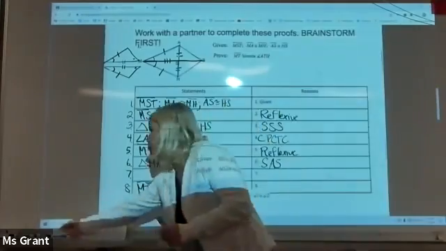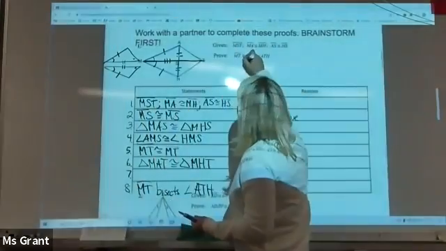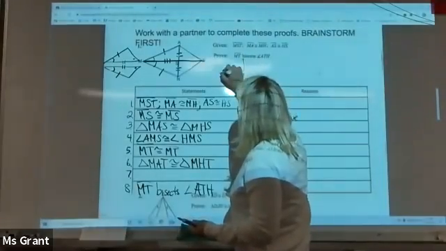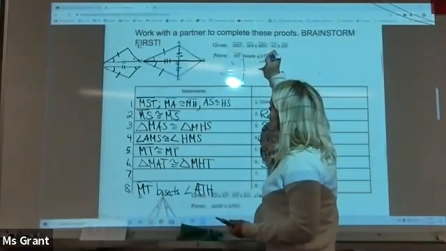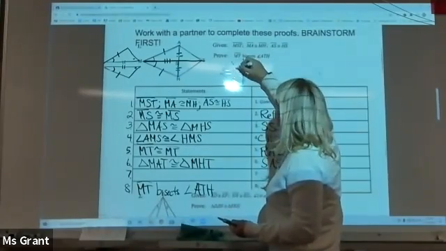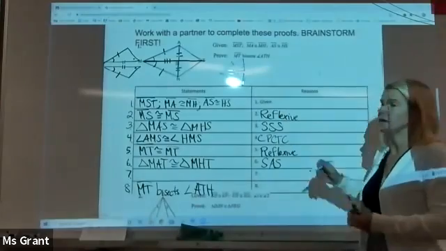First thing that I did is I started talking about the top blue and the bottom blue, okay? So I had to first focus on what I was given. And then I was able to do side, side, side, right? Reflexive, side, side, side. That's how this all happened.